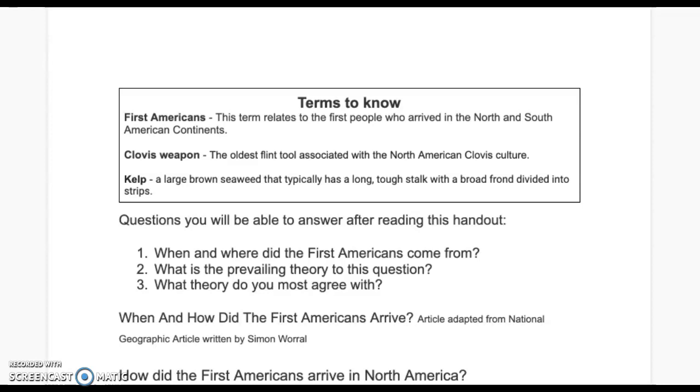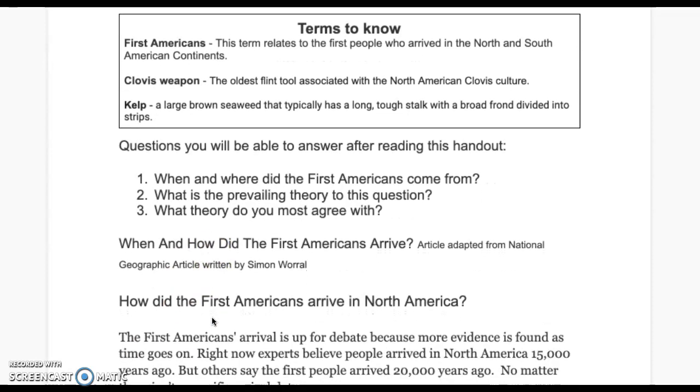The other term is kelp. A kelp is a large brown seaweed that typically has a long tough stalk with a broad frond divided into strips. And if any of you have traveled to the Oregon coast at certain times of the day or year, you'll see kelp wash up on the shore.